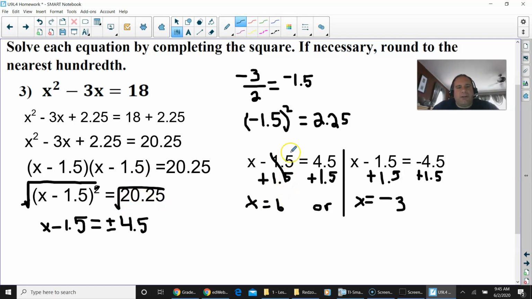And then you split up the equations just like this. x minus 1.5 equals 4.5. x minus 1.5 equals -4.5. Solve each, you get x equals 6 or x equals -3. You can always check it in your calculator just to see if those roots are correct. And that is number 3.